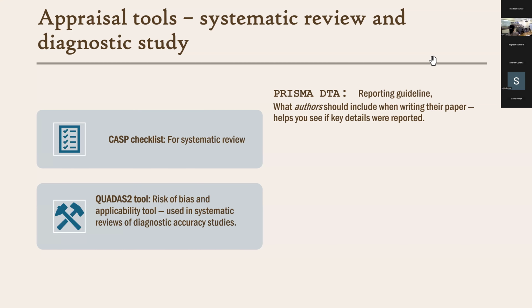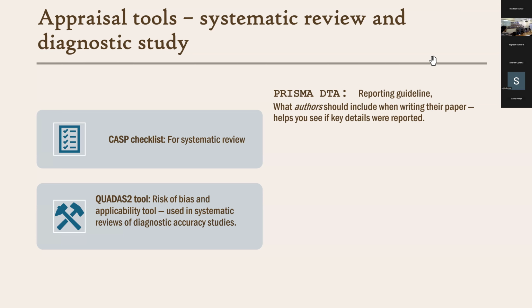Now the appraisal tool that I'm going to use, we're mainly going to be concentrating on the QUADAS-2 tool. But the QUADAS-2 tool is specifically for risk of bias assessment and applicability. So that part, I'm going to concentrate on the QUADAS-2. But for systematic review at large, I'm using the CASP checklist for the systematic review. Last time we used a CASP checklist for the diagnostic study. This is for the systematic review.